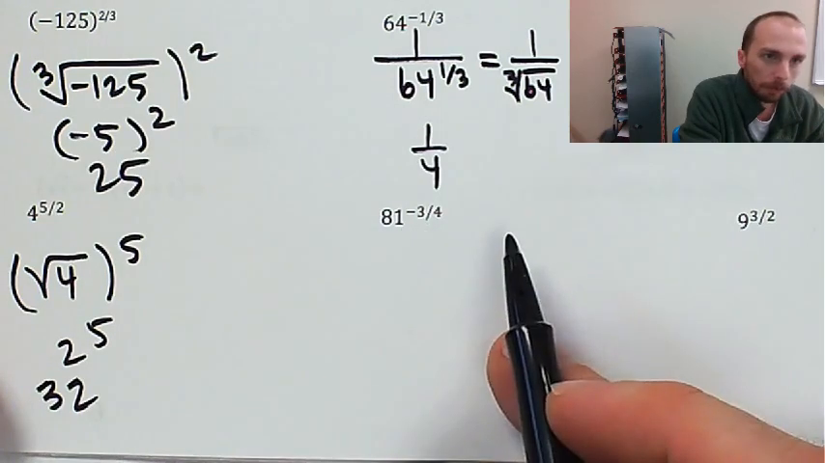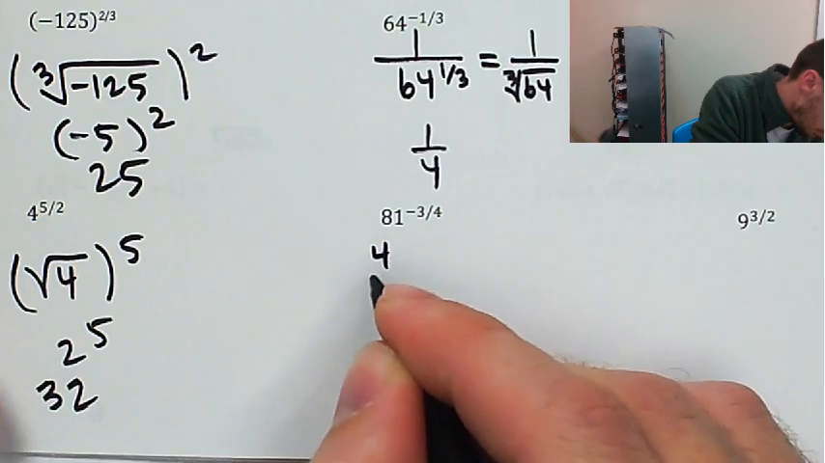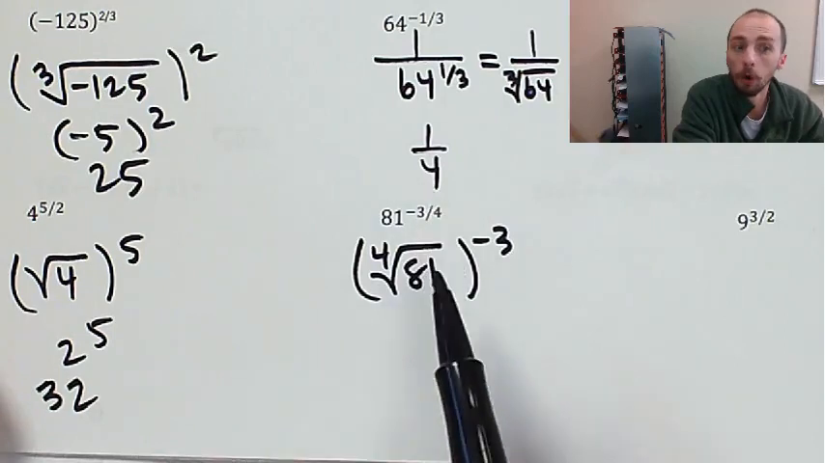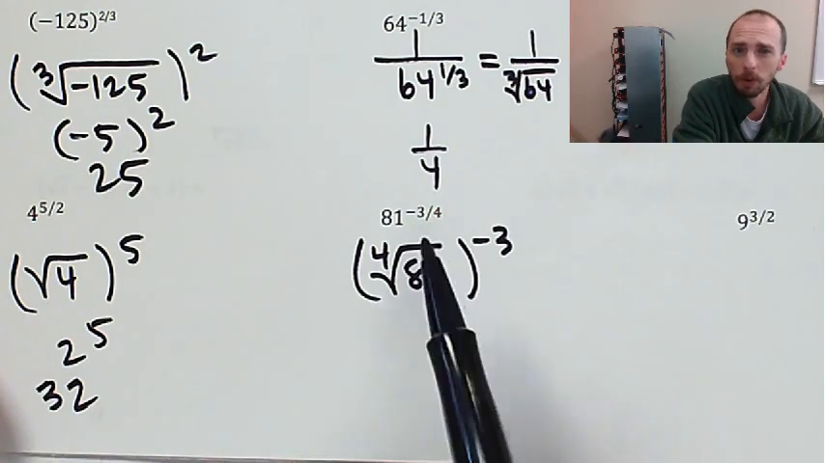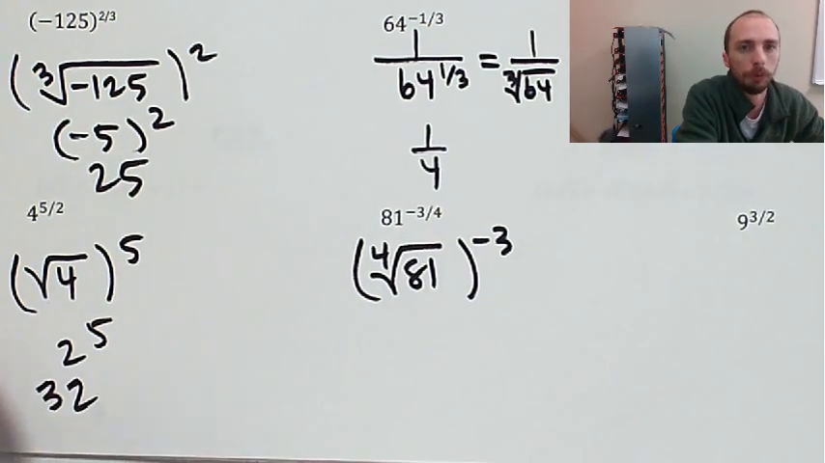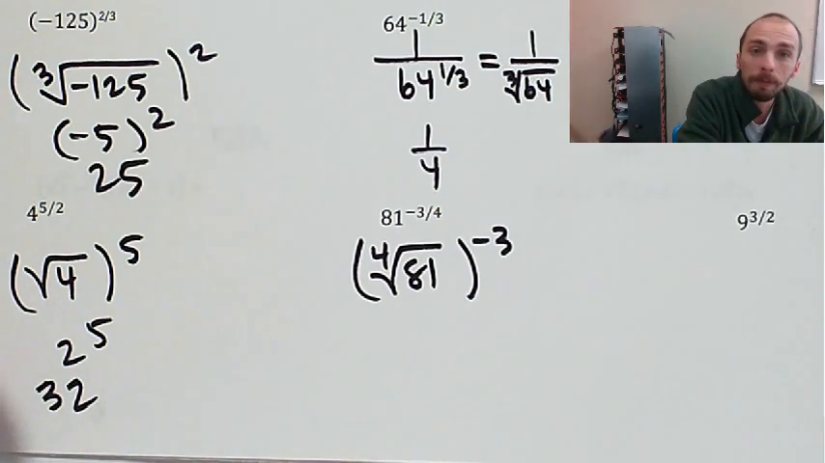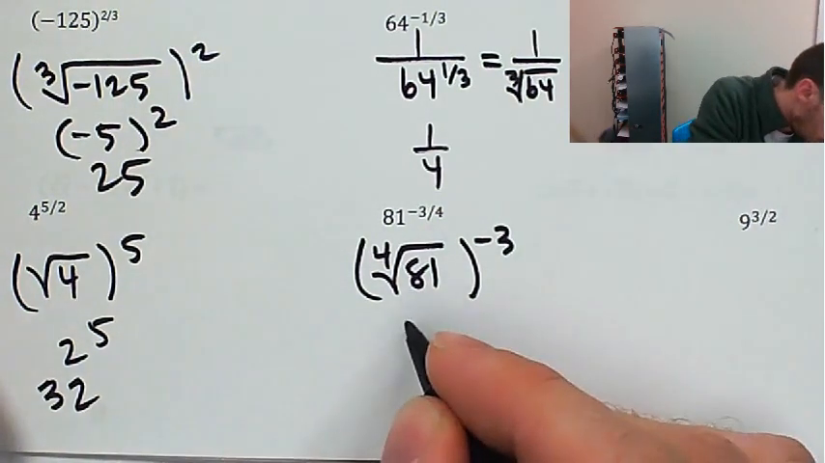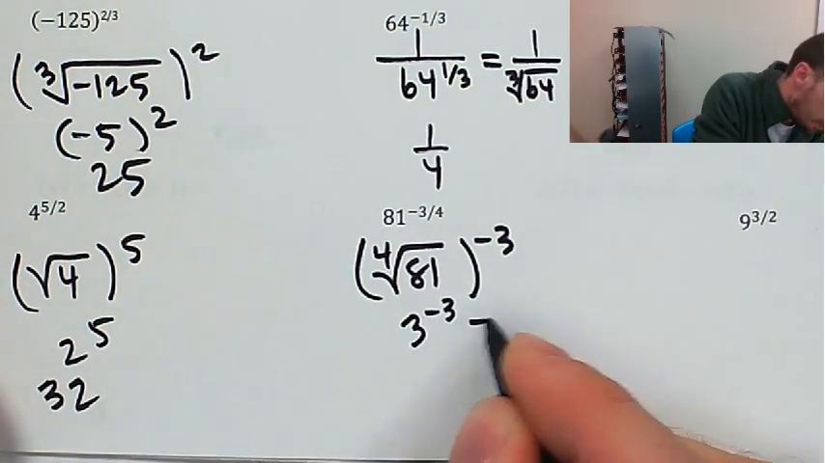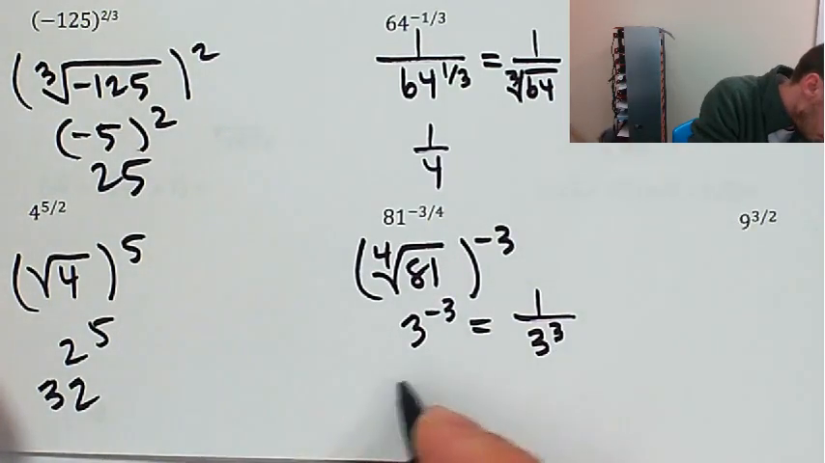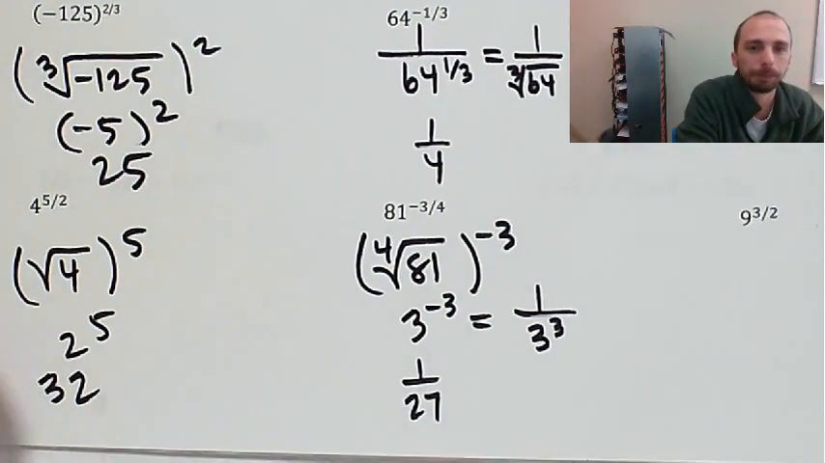81 to the negative 3/4. Well, I'll take the 4th root of 81 to the negative 3. We could have said this is 1 over 81 to the positive 3/4, but I decided I'd take a different approach this time. The 4th root of 81, and if you're having trouble thinking of a 4th root, you can take a 4th root by taking a square root and then taking the square root of that. So the square root of 81 is 9, and the square root of 9 is 3. So I've got 3 to the negative 3, and that's going to deal with the negative exponent: 1 over 3 to the positive 3. 3 to the 3 is 27, so that's 1 divided by 27.